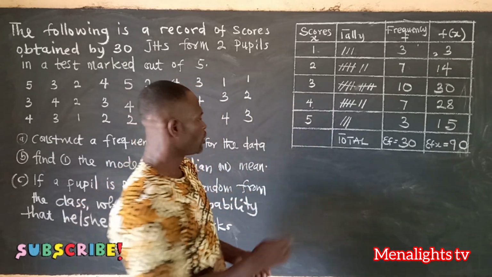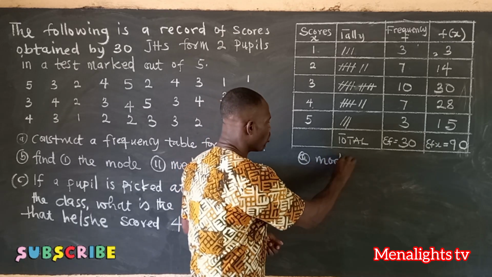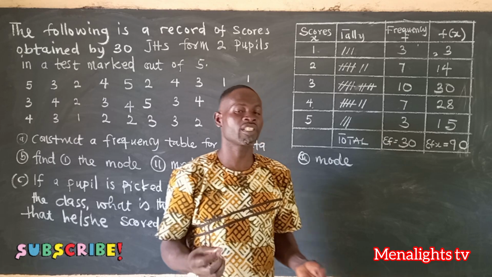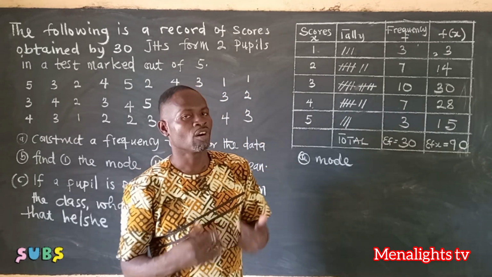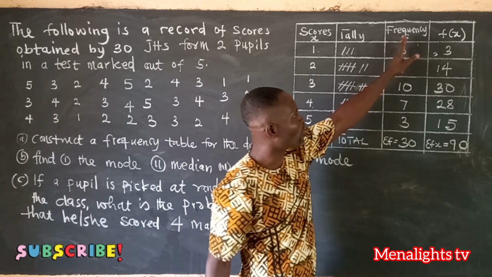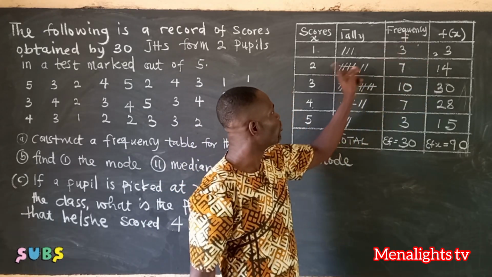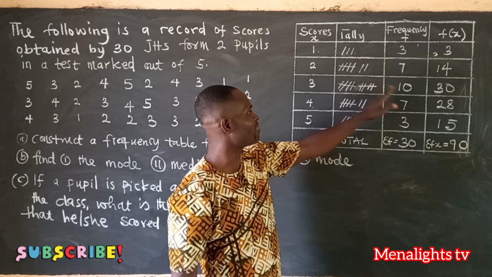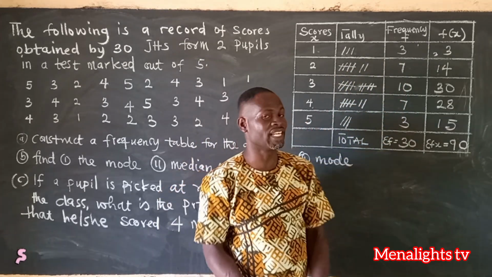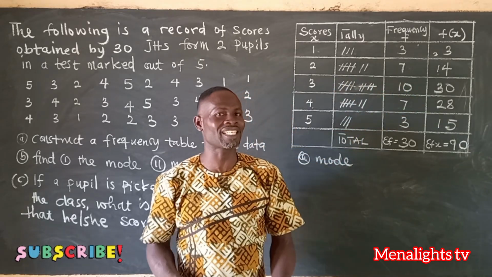Find the mode. So A, mode. How do we find the mode? We said the mode is the number with the highest frequency, or the score with the highest frequency. So from here, the highest frequency here is 10. So 1 is having 3, 2 is having 7, 3 is having 10, 4 is having 7, and then the 5, they only got 3 there. So this means that 3 occurs 10 times, and that is the highest.